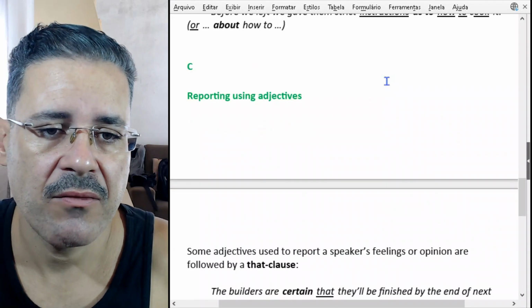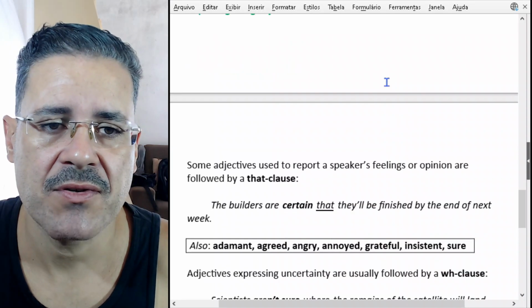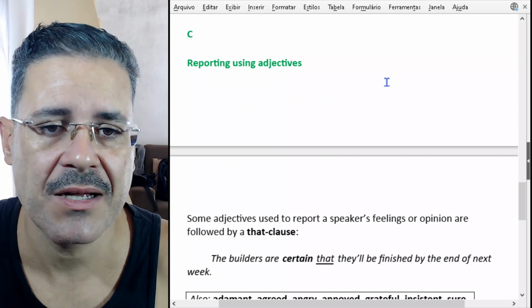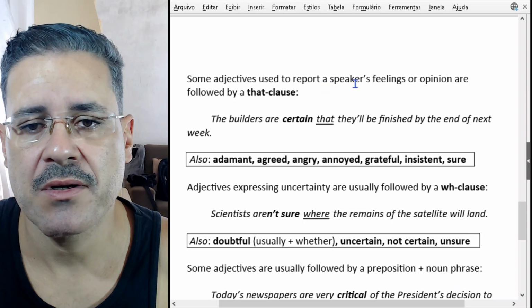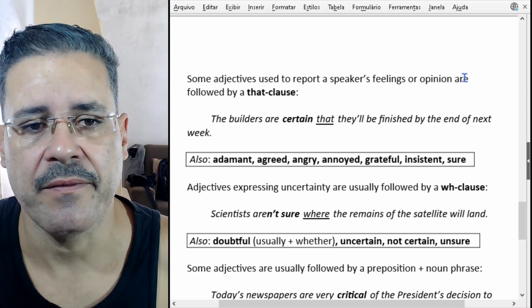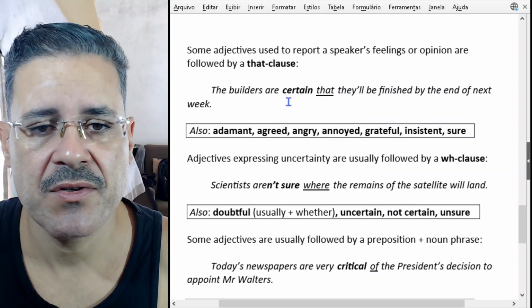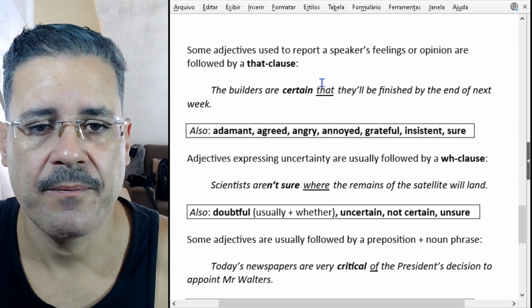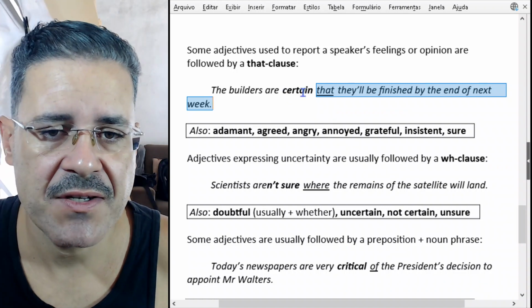Okay, moving on. Now we're considering adjectives instead of nouns. We can report using adjectives. Some adjectives used to report a speaker's feelings or opinion are followed by a that clause. For example, the builders are certain that they will be finished by the end of next week. So again, we've got that clause, but we're following an adjective instead of a noun.